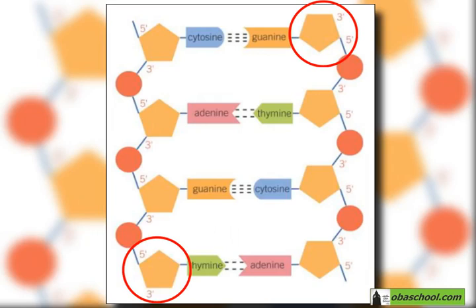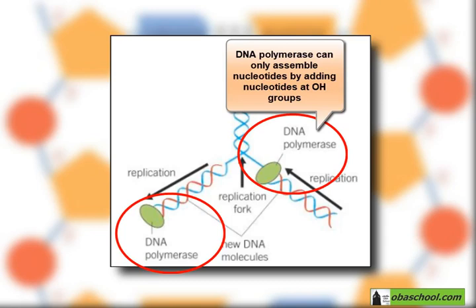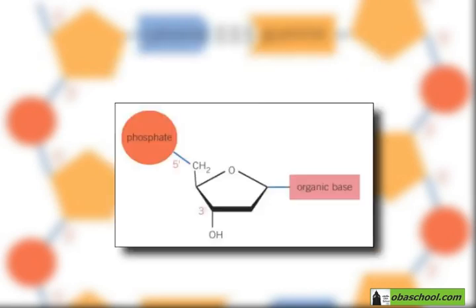They are synthesized from a 5' to 3' direction. And this is simply because the enzyme that synthesizes DNA, which is DNA polymerase, can only assemble nucleotides this way. It attaches nucleotides to hydroxyl groups, and we just said that hydroxyl groups are on the 3' carbon of the pentose sugar. The 5' is attached to a phosphate.